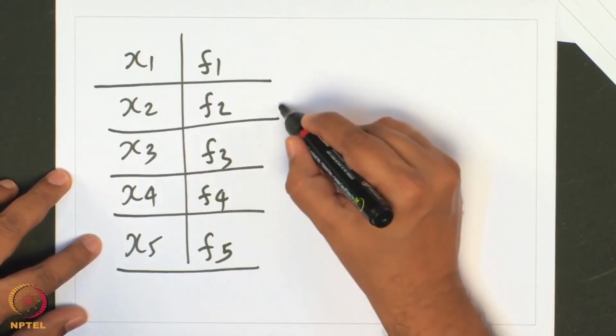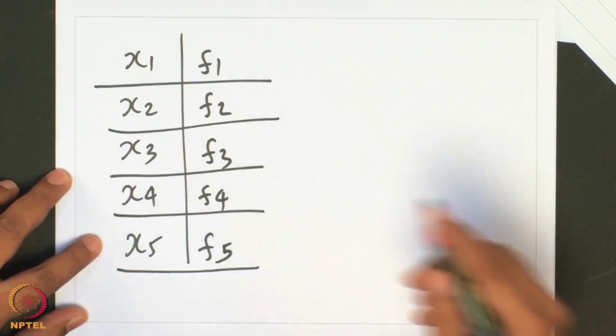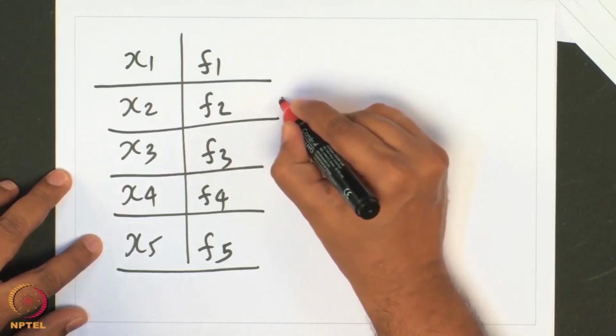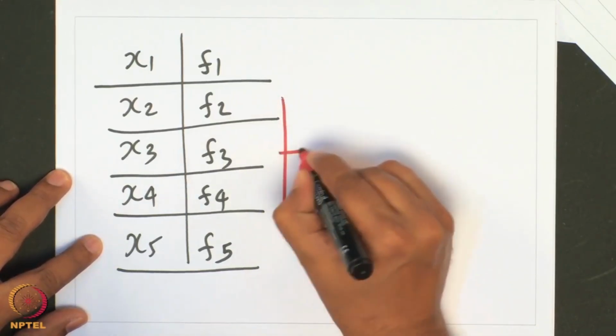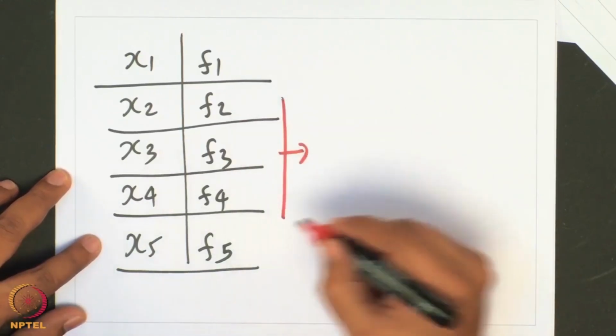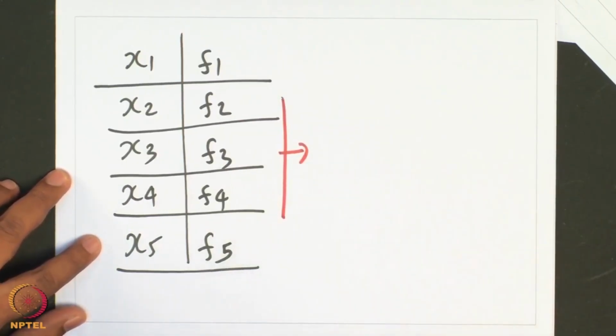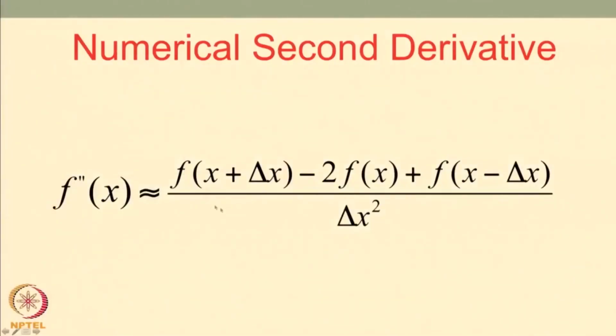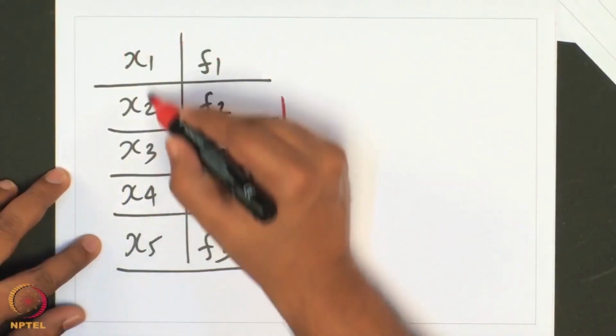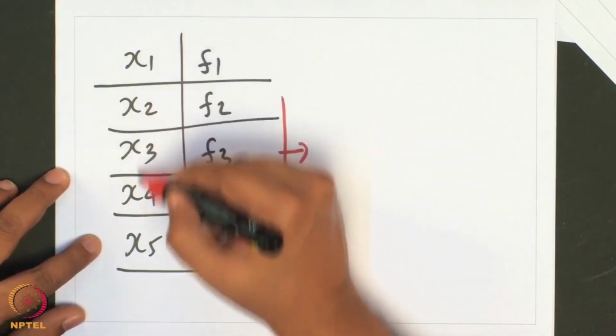If you take any 3 points, you can calculate a second derivative. So let us take these 3 points. I can calculate the second derivative between these 3 points, and in the second derivative formula, this is f at x plus delta x minus 2 times f of x plus f at x minus delta x. So you have to know f of x, f at x plus delta x, and f at x minus delta x. These 3 things you have to know. Here the assumption is that x1 minus x2 and all these delta x's are the same.